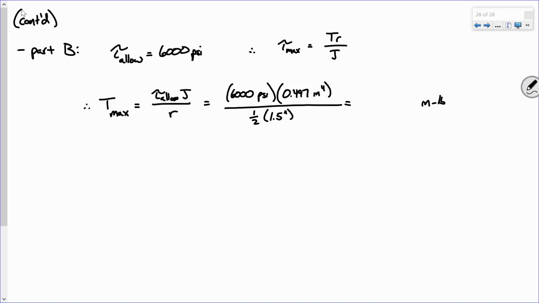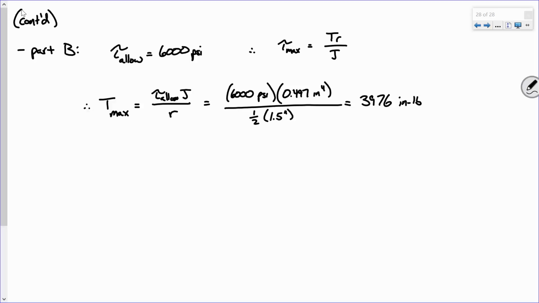Plug and chug, and then that gives you, what is that? We'll just leave it in whole numbers for now. 3,976. Everybody else get that? So think about that. I take this shaft and I put about 4,000 inch-pounds of torque on it, I'm going to hit 6,000 psi, right?